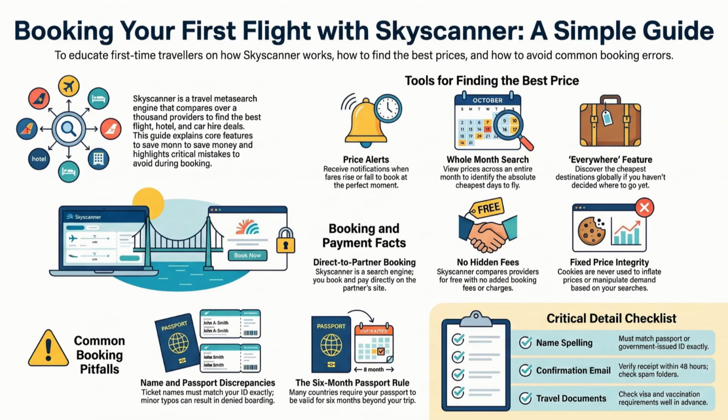But, okay, what if you aren't completely untethered? Like you have a specific place in mind. Yeah. What if you know you want to go to Tokyo, but you have ultimate flexibility on when you go? Like the month doesn't matter. Then you deploy the whole month search feature. This is perhaps the most direct way to exploit those fare buckets we just talked about.